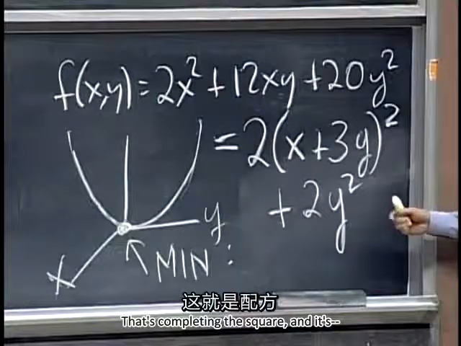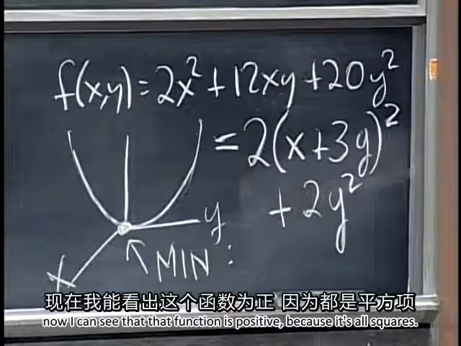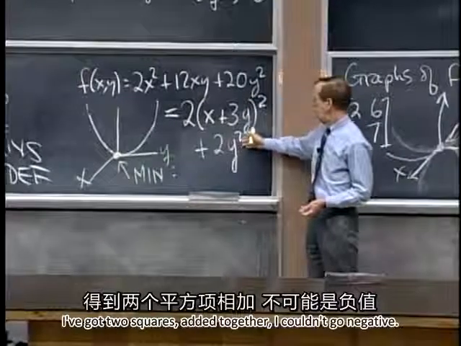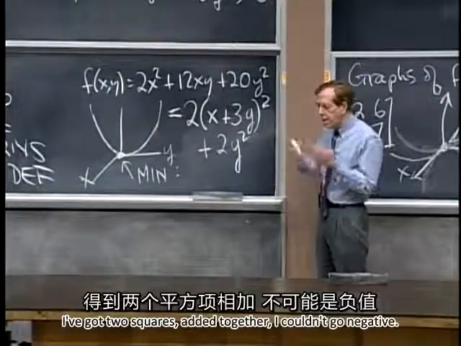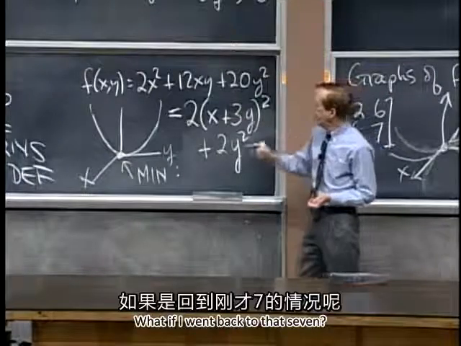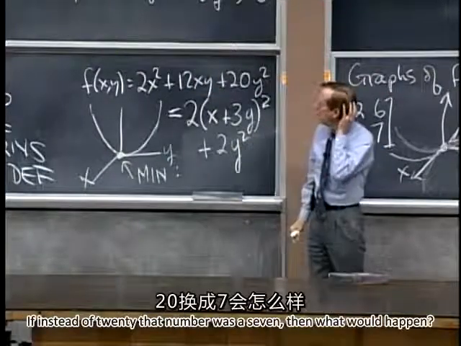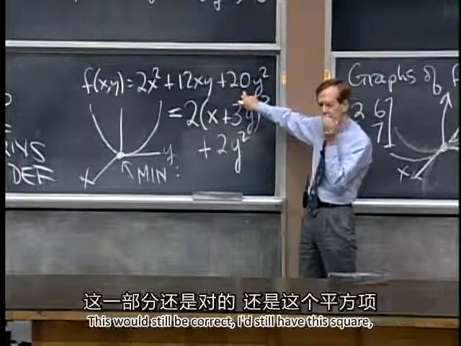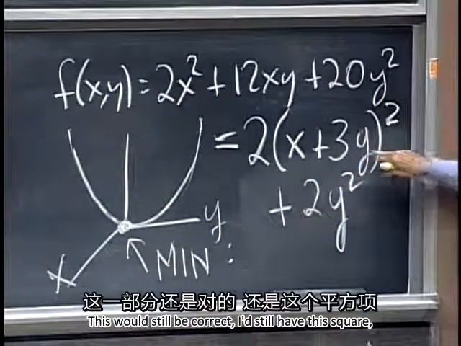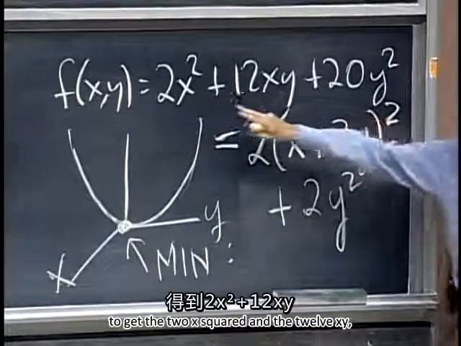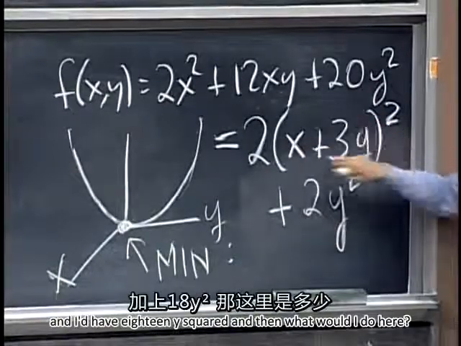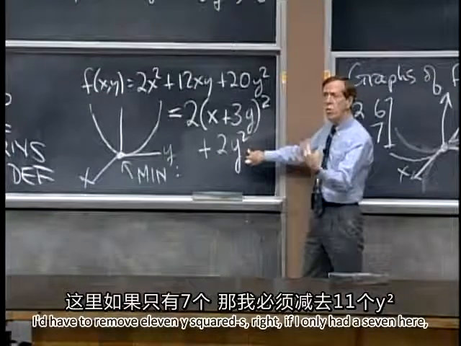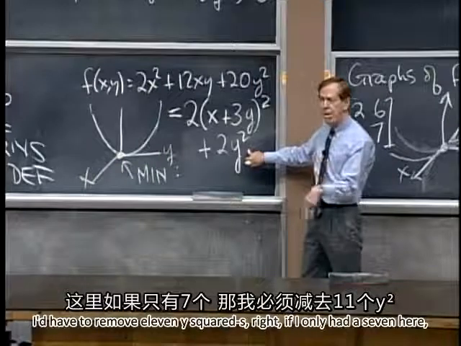Now I can see that function is positive because it's all squares. I've got 2 squares added together. I couldn't go negative. What if I went back to that 7? If instead of 20, that number was a 7, then what would happen? This would still be correct. I'd still have this square to get the 2x squared and the 12xy, and I'd have 18y squared, and then what would I do here? I'd have to remove 11 y squareds, right?